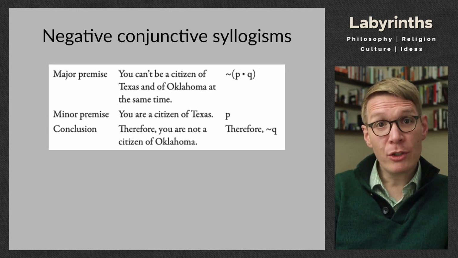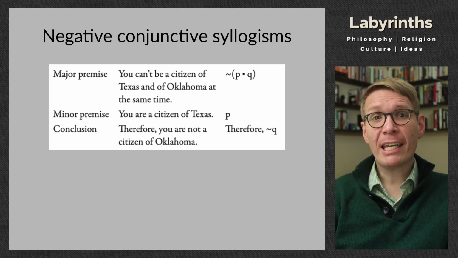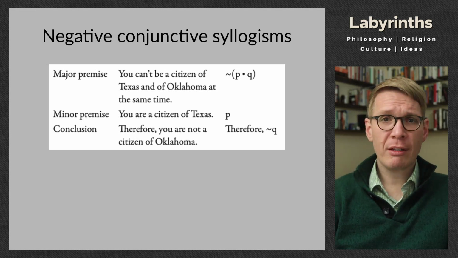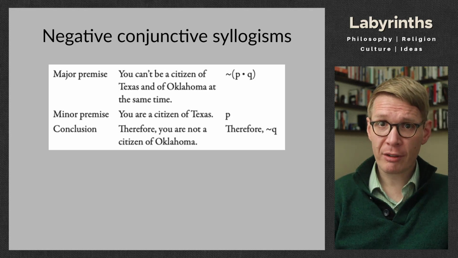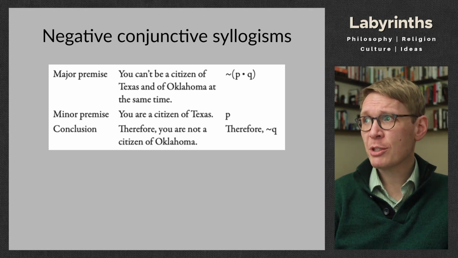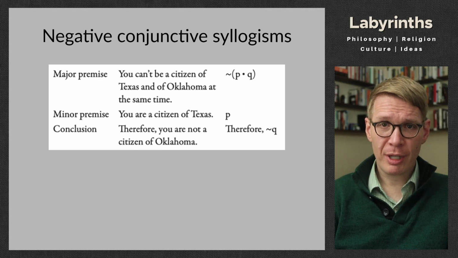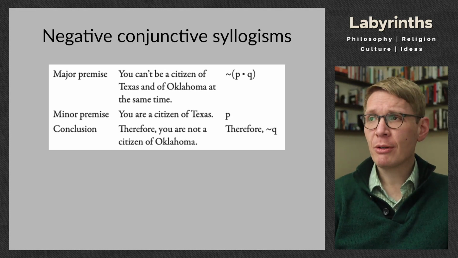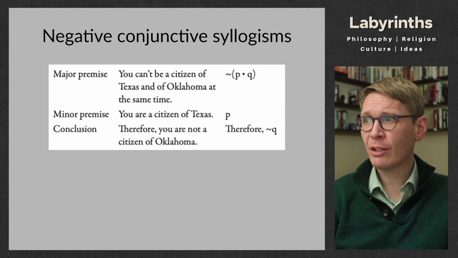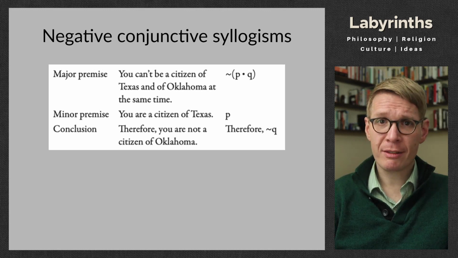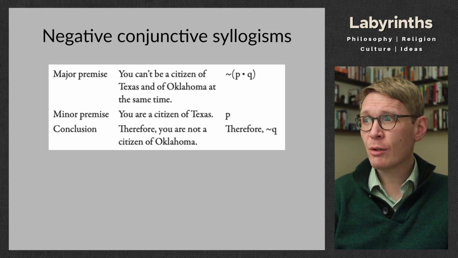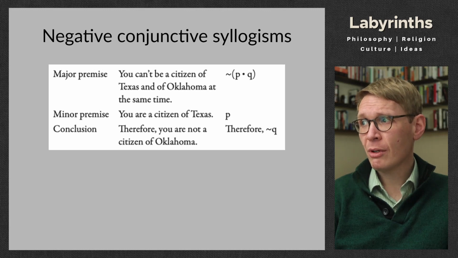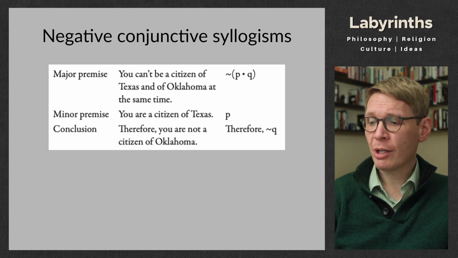But there is an interesting twist here in the case of negative conjunctive syllogism. So take a look at this example, which does in fact feature a minor premise. In this case, I'm saying not P and Q. It is not the case that both P and Q are true. The major premise here is you can't be a citizen of Texas and Oklahoma at the same time. The minor premise, you are a citizen of Texas. Conclusion, therefore, you are not a citizen of Oklahoma. So if P, I'm concluding here, not Q.